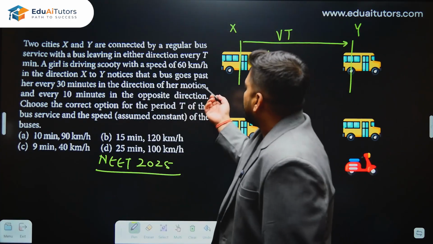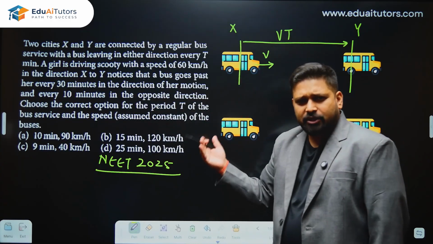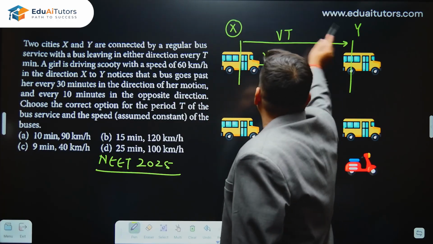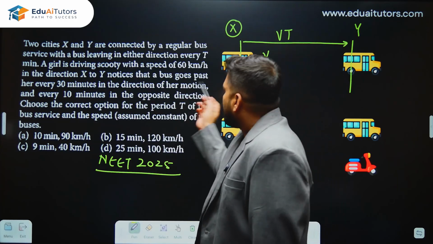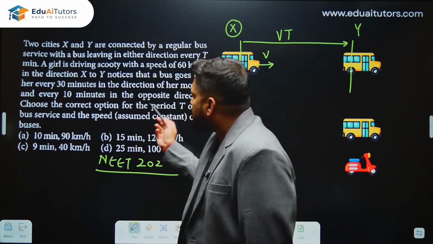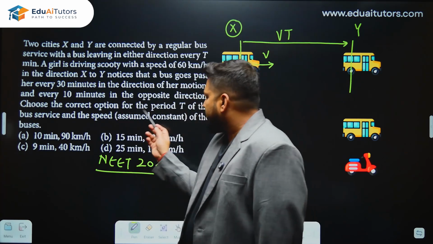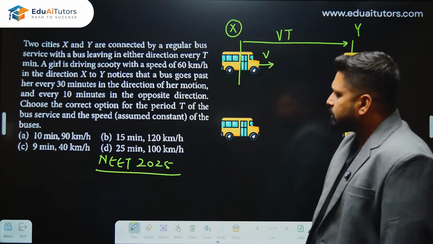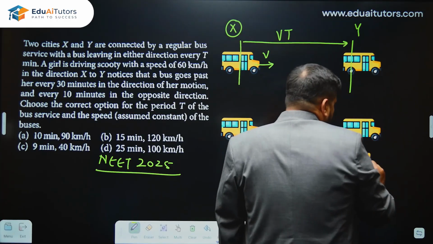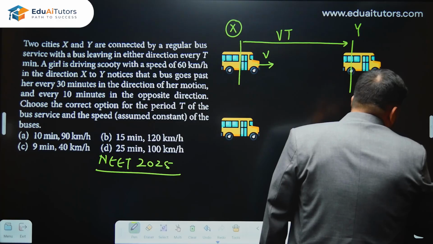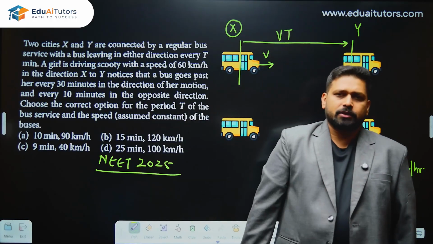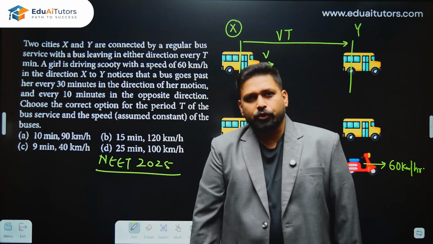Next, see what happens. Now, they're also going in the opposite direction, which we will also take, don't worry. But now let's just take this bus going from X towards Y. All right. Then what happens? A bus goes past every 30 minutes in the direction of her motion and every 10 minutes in the opposite direction. Choose the correct option for the period t, for the bus service and the speed. All right. Now, there is a scooty which is moving in this direction with a speed of 60 km per hour.